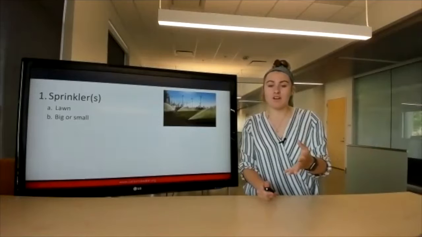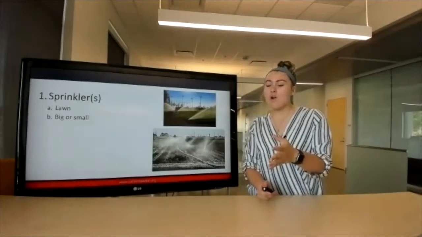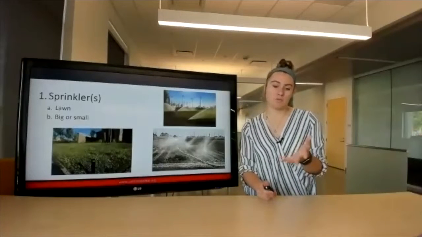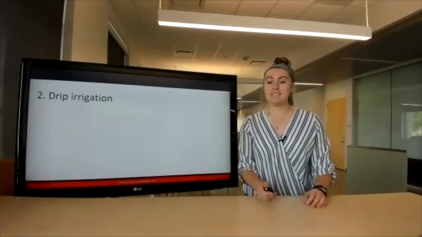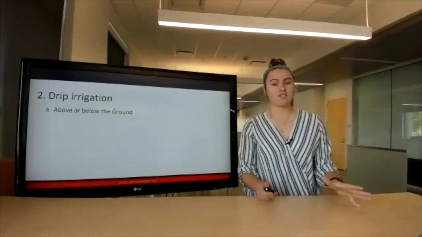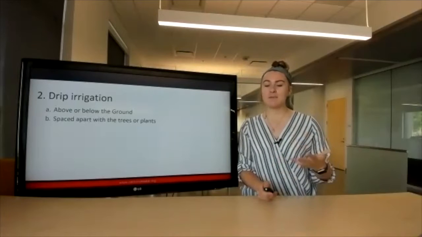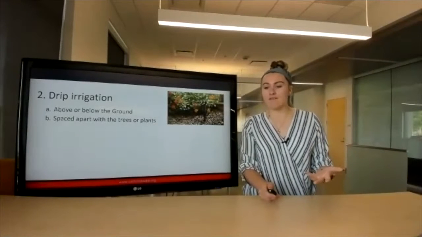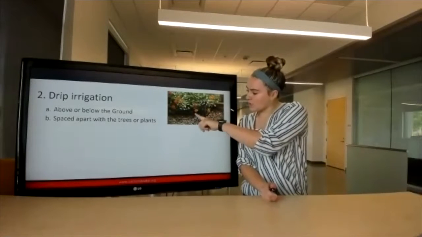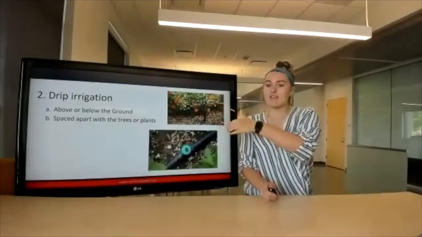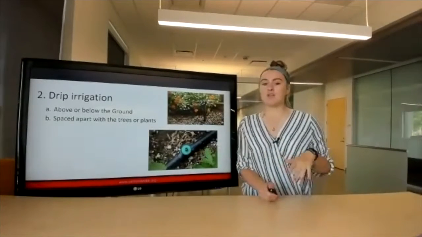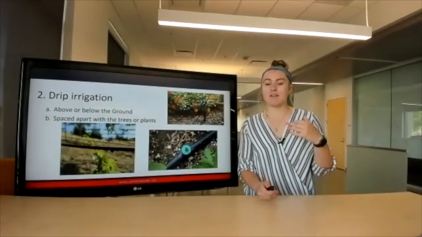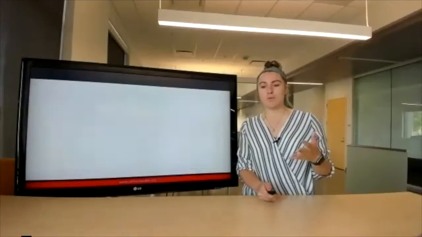So some of them can be used to water sports fields like shown here, or our crops, and these are a little bit bigger, or they could be used on your own lawn at home, which would probably be small ones. Second is drip irrigation, which can be above or below the ground, and it's basically spaced apart with the trees or plants that are in that area. It can be in a form that looks like this, which is where they all meet together, and then they will all kind of look like this, and it'll drip the water throughout. It might be on a timer or something like that, and it'll give the plant exactly the amount of water that it needs, which is super important.